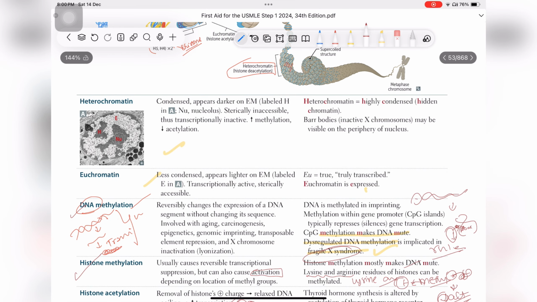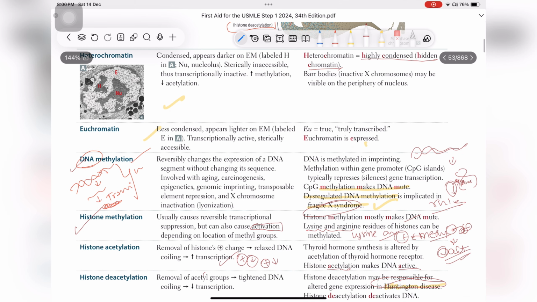Now we will go to euchromatin and heterochromatin. First we will go through it. Heterochromatin is condensed, appears darker on electron microscopy, sterically inaccessible, thus transcriptionally inactive, with increased methylation and decreased acetylation. Heterochromatin is highly condensed, hidden chromatin. Barr bodies, the inactive X chromosome, may be visible on the periphery of the nucleus. Euchromatin is less condensed, appears lighter on electron microscopy, transcriptionally active, sterically accessible. Truly transcribed euchromatin is expressed.